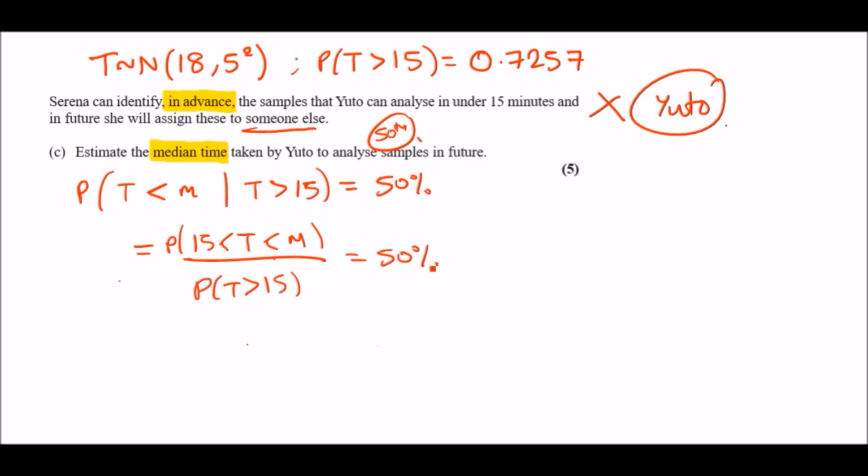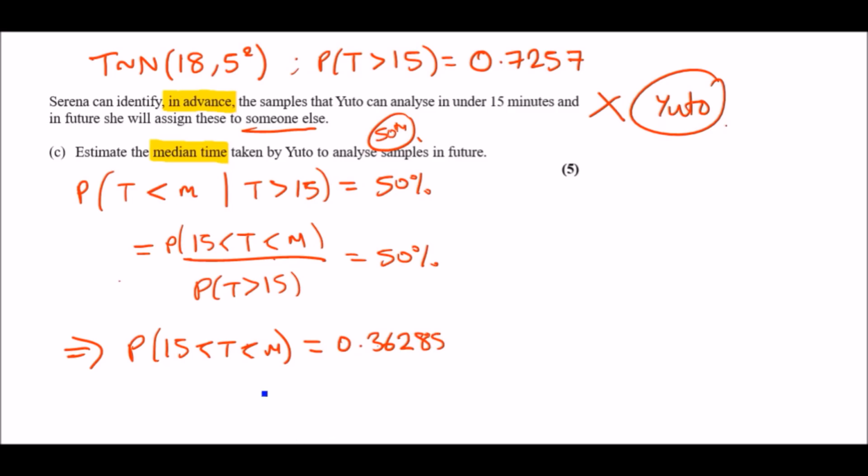Now, we can actually tie this up really nicely. The bottom probability, we can actually resolve it. So probability t is greater than 15, well, we can multiply across, because we know the value of this one is 0.7257. So moving here, we now have the probability that 15 is less than t less than m. It's equal to 50% times 0.7257. So put that in a calculator and you should get, so I got about 0.36285. Okay, not bad so far.